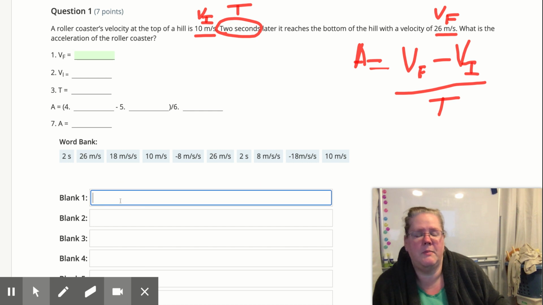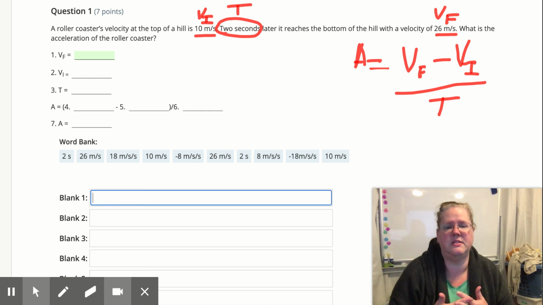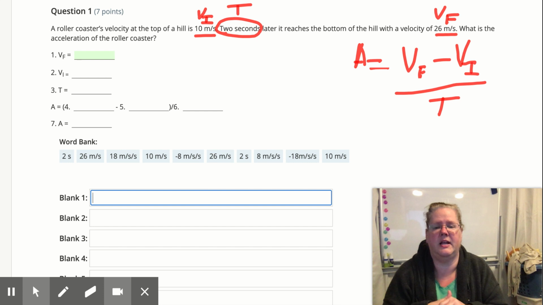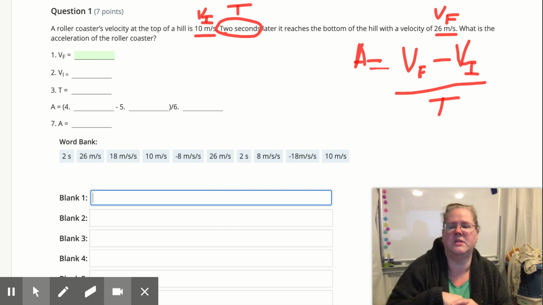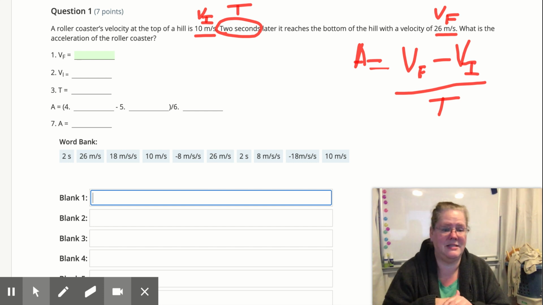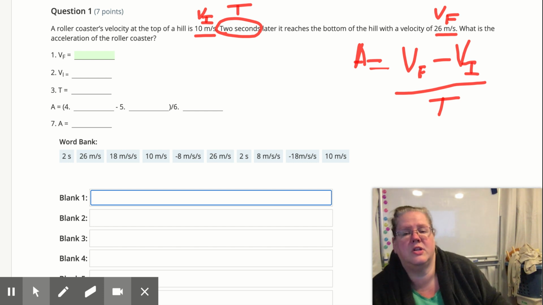So number one, I'm asking you actually to identify the different parts of the equation. That's why I'm setting it up here. And then you're going to notice that at number 4, 5, and 6, we're actually setting up the equation. So I'm just trying to make sure you're processing through this. So again, we're doing number 1 together, so that should help.